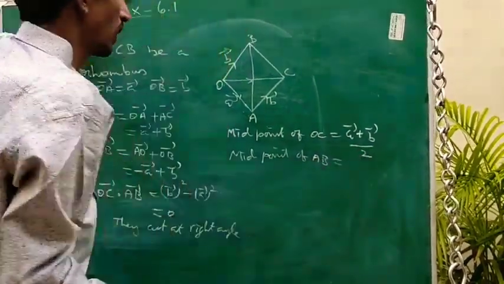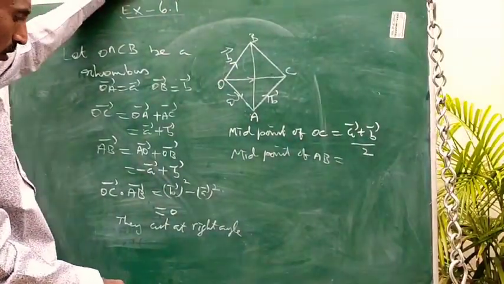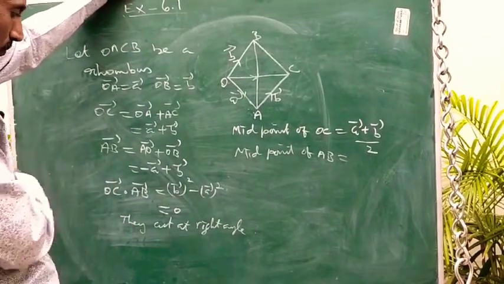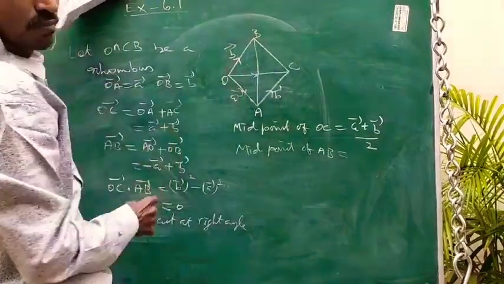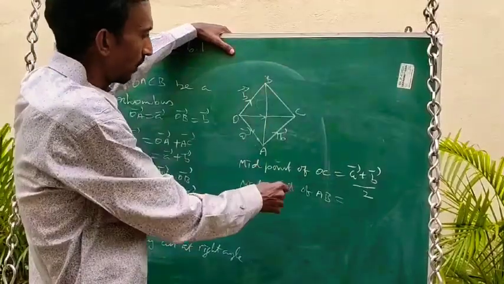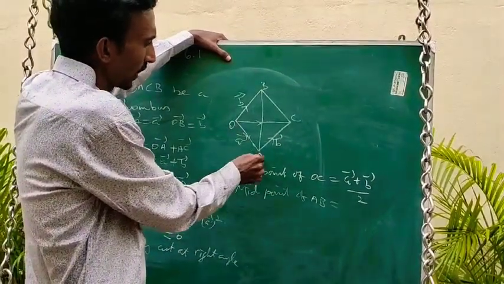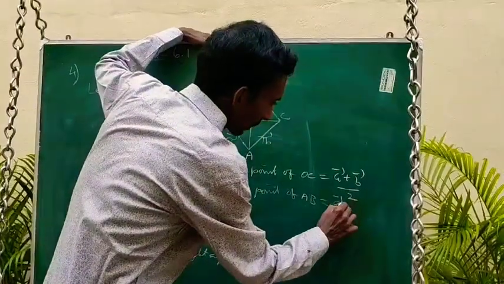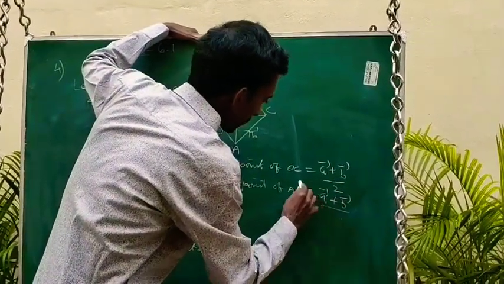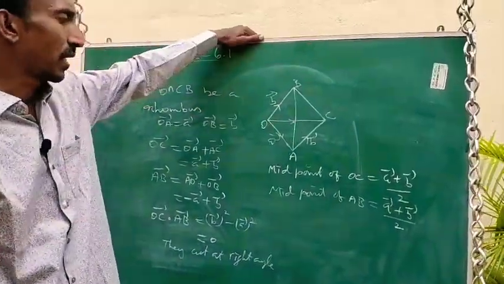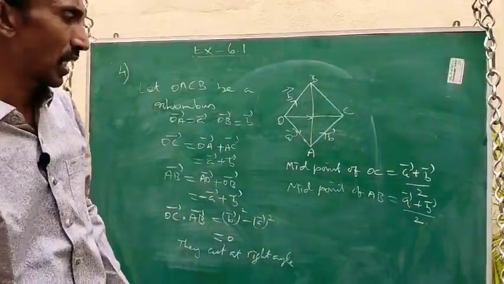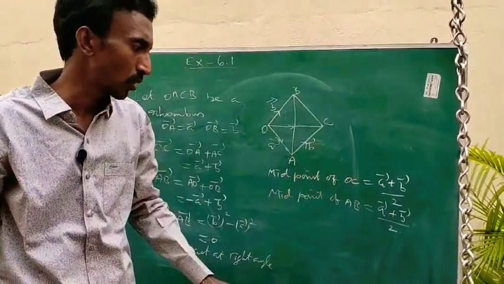AB. So what is midpoint of AB? Look at here. Midpoint of AB, so it is position vector A plus B by 2. The same thing. So midpoint of OC is equal to midpoint of AB. Therefore, the diagonals of a rhombus bisect each other at right angle. Conclude your answer.